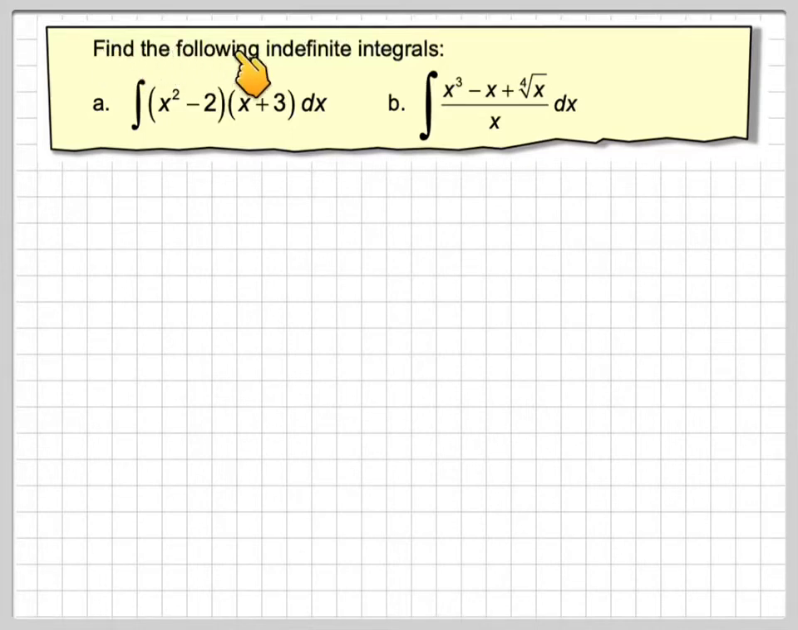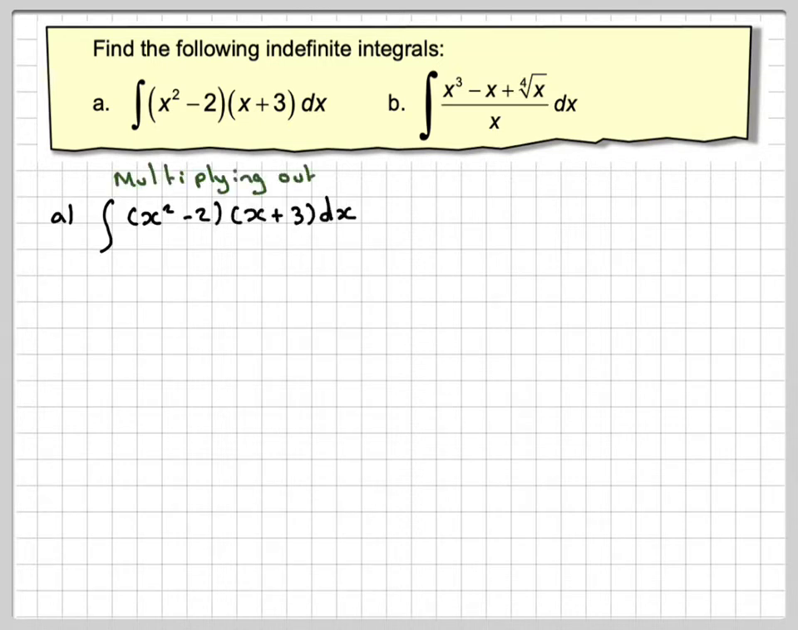Find the following indefinite integrals. So we've got the first one here, the integral of (x squared minus 2) times (x plus 3) dx. When you've got an integral like this, you need to expand the brackets first. So multiply out the bracket.